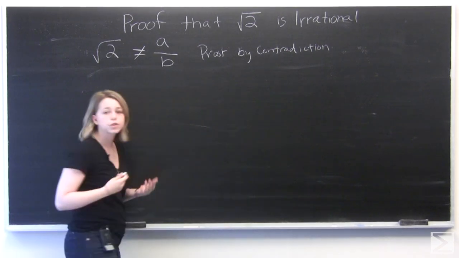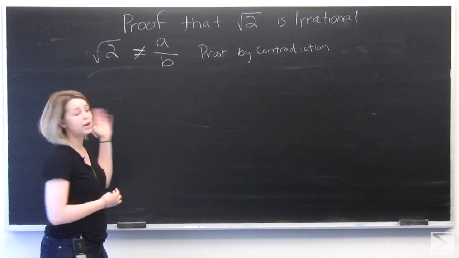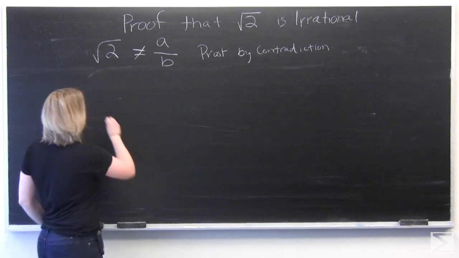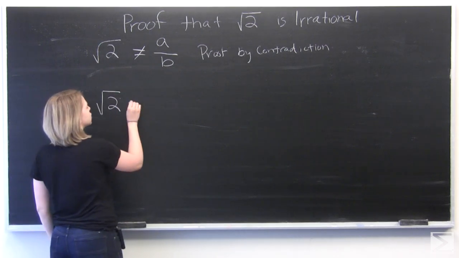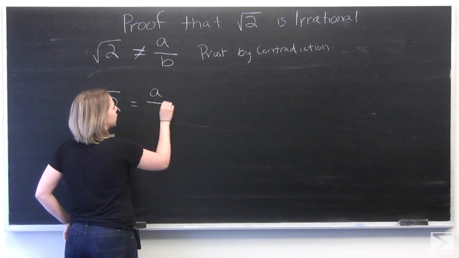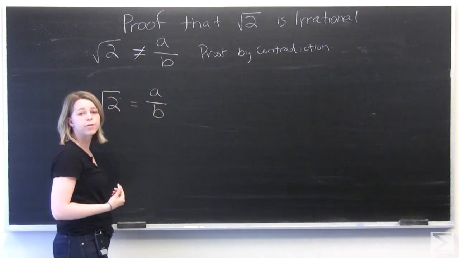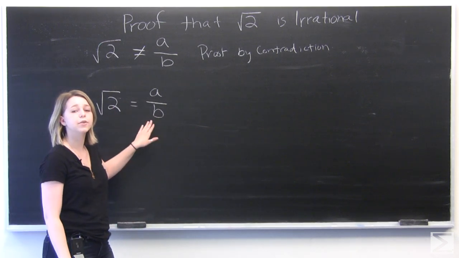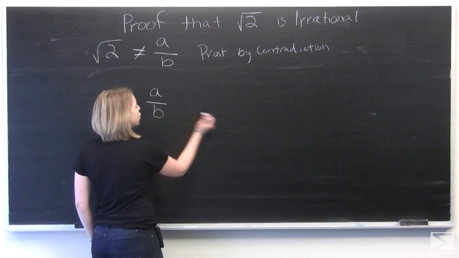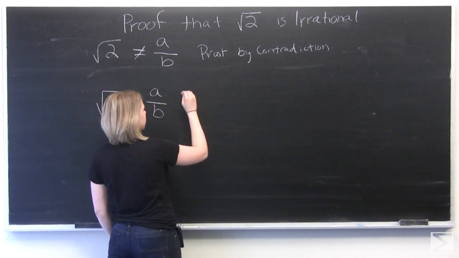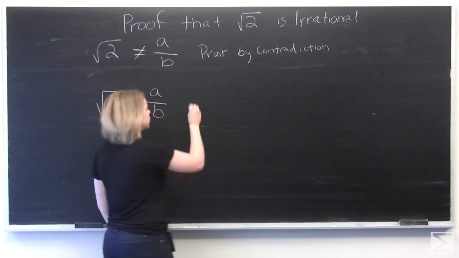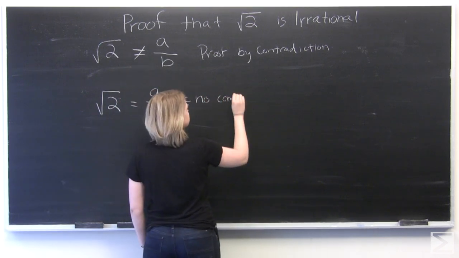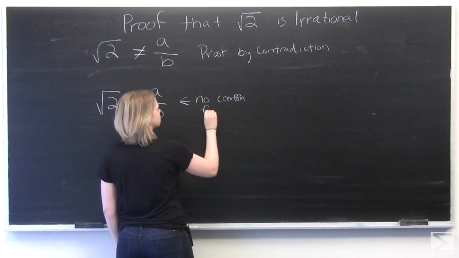We are going to start out with something very counterintuitive. We are going to assume that the square root of 2 is rational. We're going to suppose that square root of 2 is equal to a fraction, integer a over integer b. What this means is that we've got an irreducible fraction. It's really important to note that a and b have no common factors.